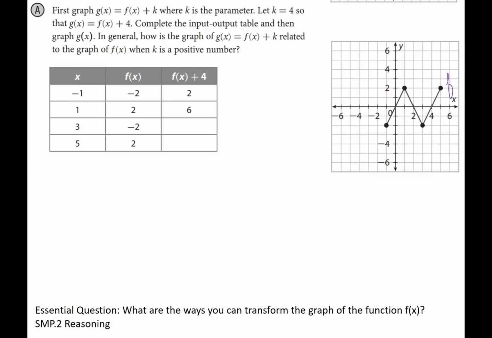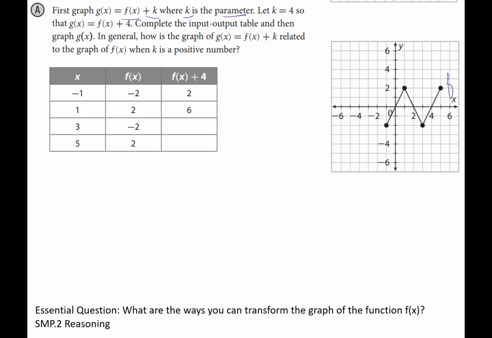All right. So again, this is our f graph. They're saying that first graph g of x equals f of x plus k. So we're going to take the f graph and we're going to add some number k to it. K is the parameter. K is in general. We can change that value of k in order to translate the graph in different directions. So we're going to let k equal 4 so that g of x equals f of x plus 4. Complete the input-output table, then graph g.